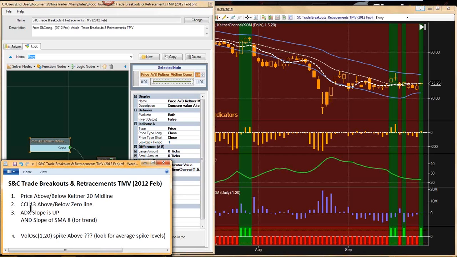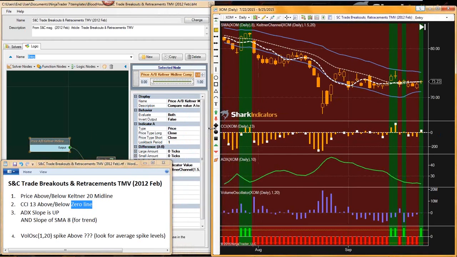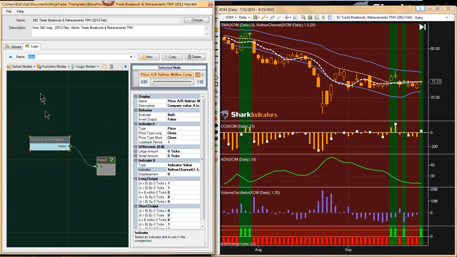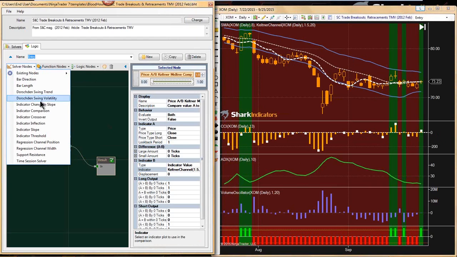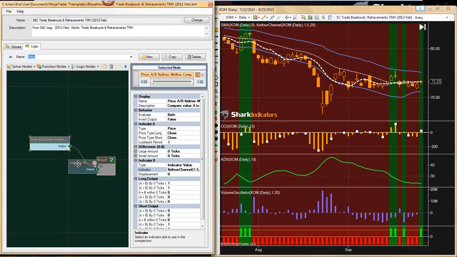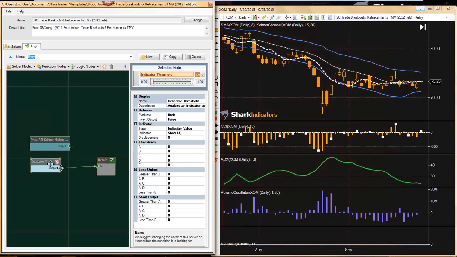All right, rule number two, CCI. We're just looking to see if the CCI is above or below the zero line. All right, pretty simple. This indicator right here. So for that, let's grab a threshold solver and give this a name here. So we're looking at the CCI 13. And we'll just go and set the CCI up in here.